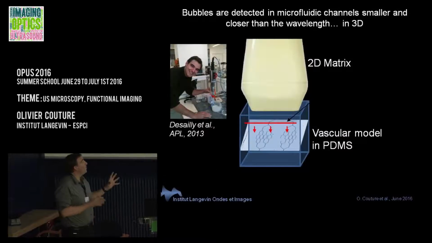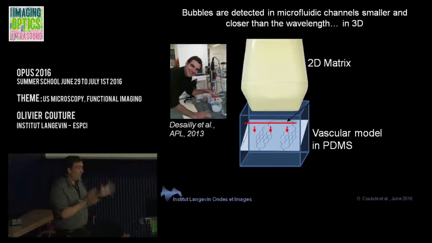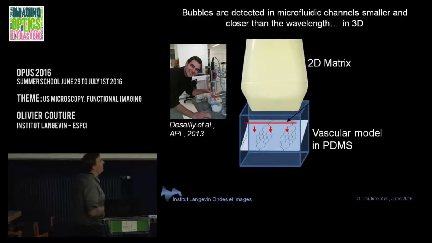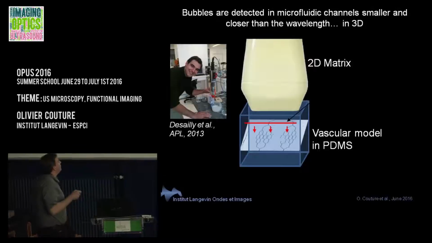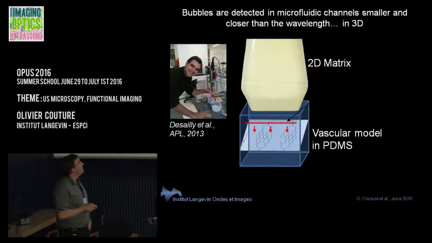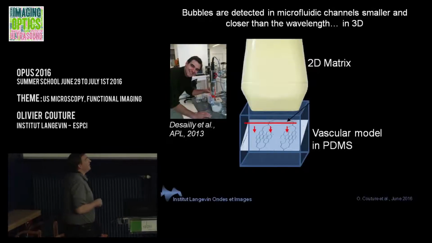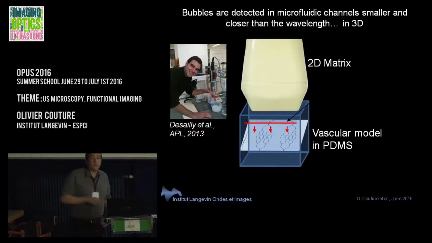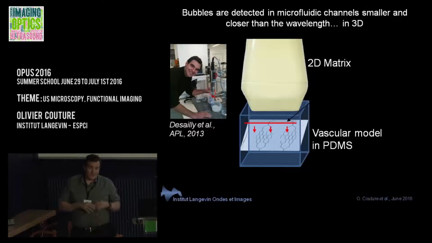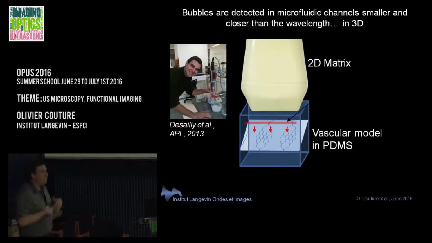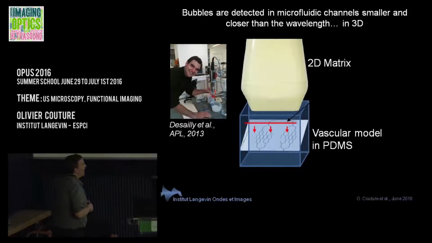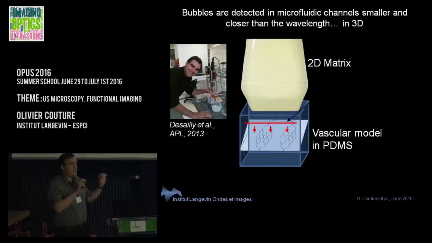So first of all, what we tried to do is, can we actually do that in 3D? And can we show in a vascular model that we have achieved a much higher resolution? My student Yann de Sailly injected bubbles inside a pseudo-vascular system made in PDMS, a microfluidic system, and looked at it with an ultrasound piezoelectric matrix. We send plane waves, and we take very high frame rate images, and then we see bubbles passing by.